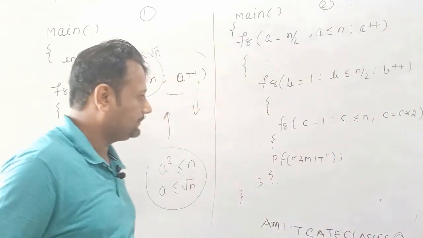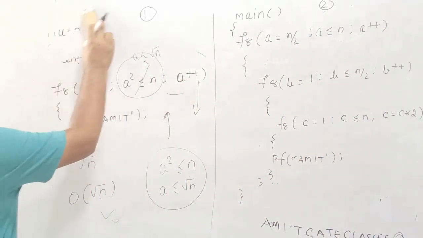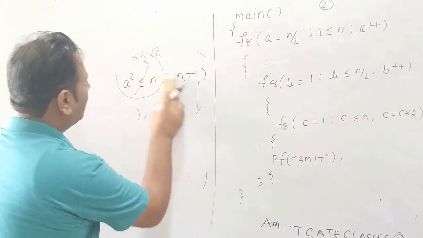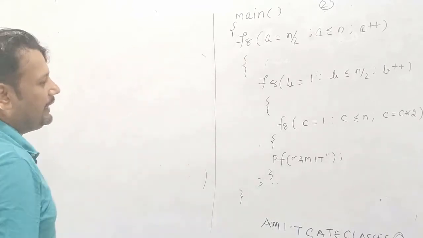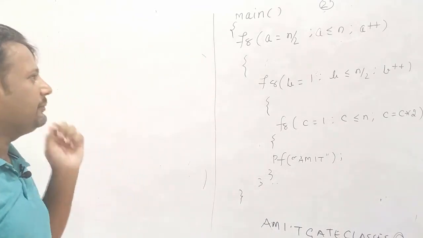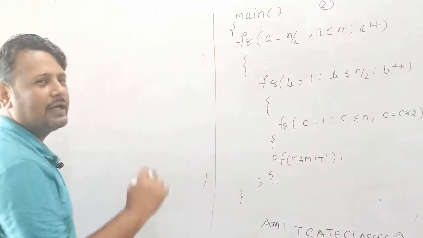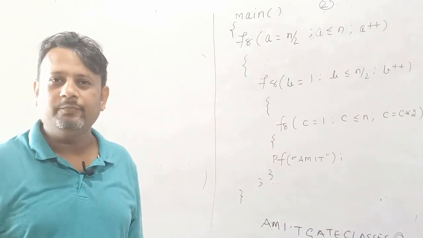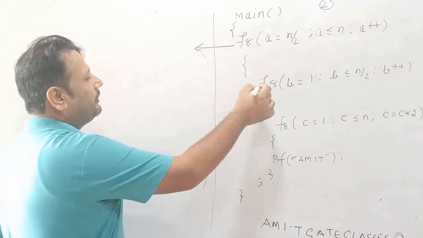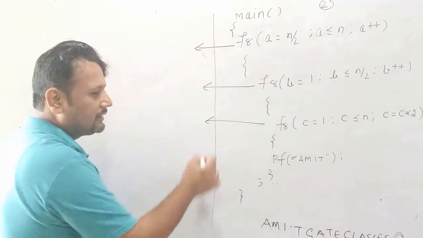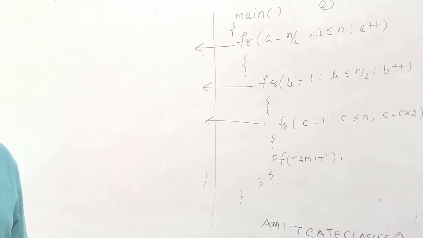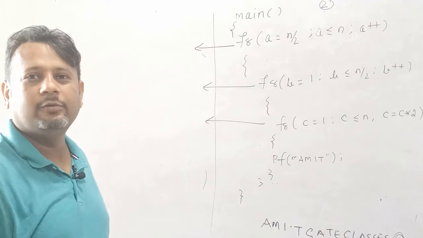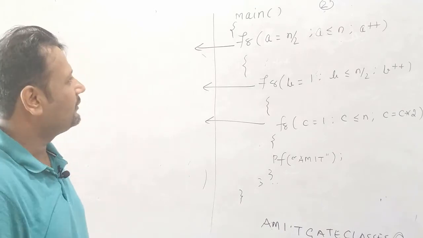Now check the second one. This looks a bit difficult, but whatever methodology I told you, you simply need to follow my instructions. Whenever nested loops are given, simply check whether all these loops are independent of each other or dependent on each other. If they are independent, nothing to do. Simply calculate the time complexity of each and every loop and multiply those things. That will be the time complexity. If they are dependent on each other, then you are supposed to unroll and find out the complexity manually.